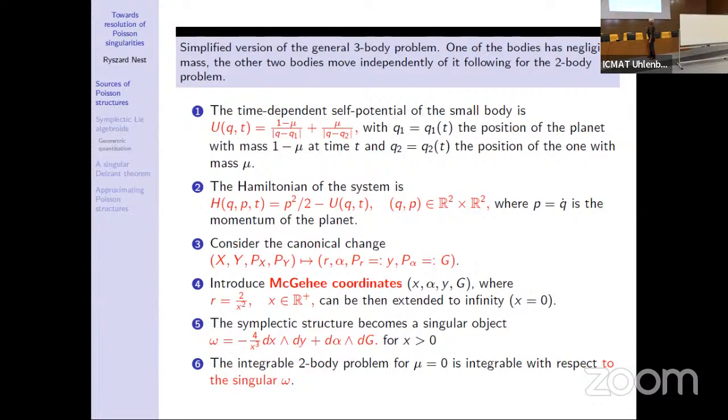The first example is the free-body problem, a kind of simplified free-body problem. So planar, one of the bodies has mass 0. It's something you can read in any book in physics. You start with a free-body problem, one body has 0 mass, the other two move independently, and you have this Hamiltonian system. Because of this trivialization of the mass, you end up with a singular symplectic structure. And the singularity is something like 1 over x to the cube, where x is the variable in R plus. We see these things again a bit later. It happens to be integrable, so that's a kind of problem you can solve.